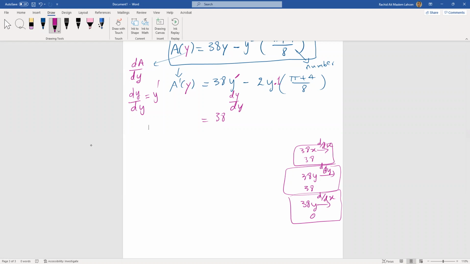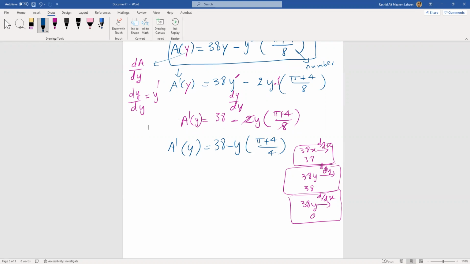All right, so this also becomes 1. So all the ones are gone. So A prime of y is 38 minus 2y pi plus 4 over 8, which means we can simplify a 2 with an 8. A prime of y equals 38 minus y times pi plus 4 over 4.